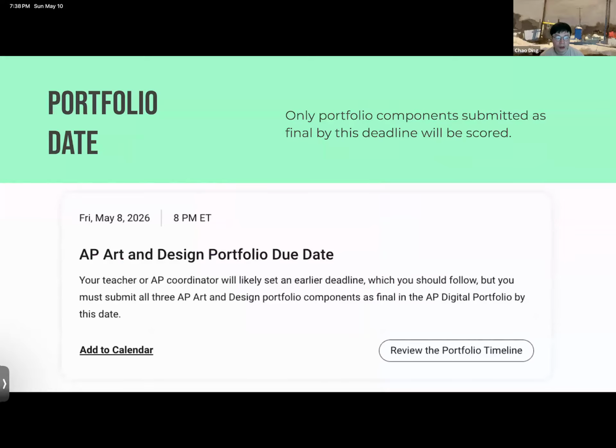So here's one of the very important dates for all the AP students to remember.